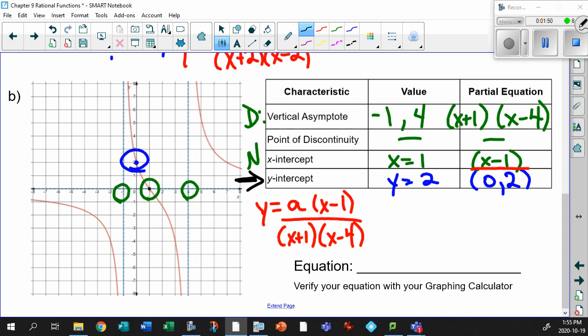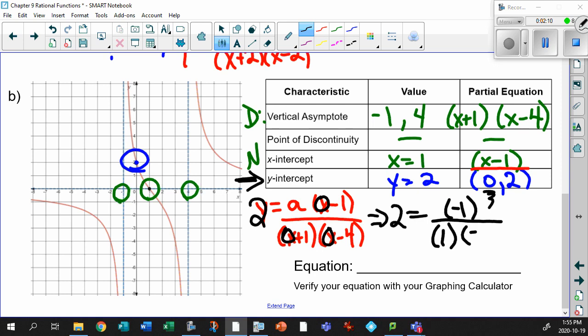Because remember, all your x's then are zeros. Sweet. So this becomes 2 equals a. That's a 0. That's a 0. That's a 0. So you have your -1 up top. Okay. On the bottom, you have 1 times -4. But don't forget your a value there.